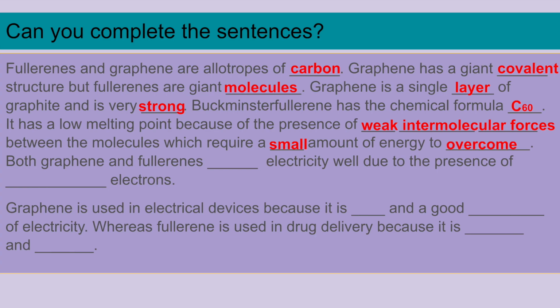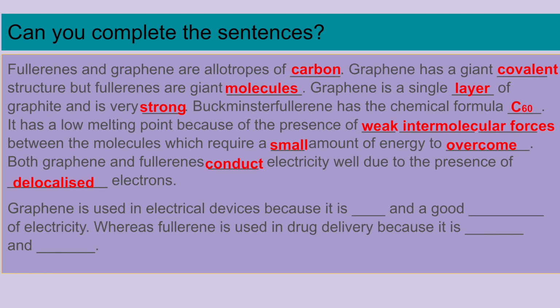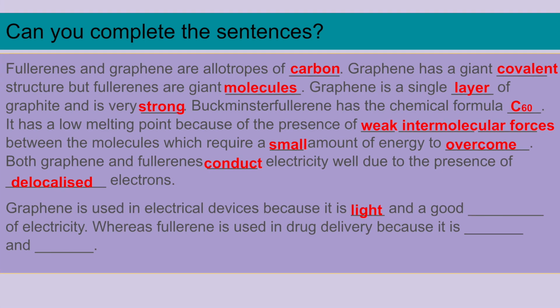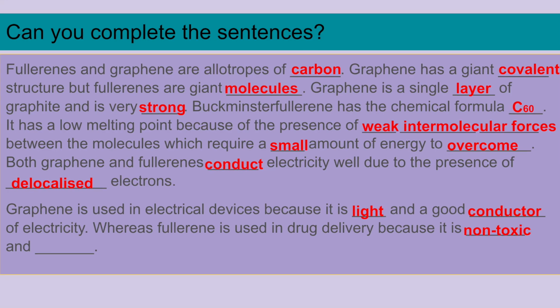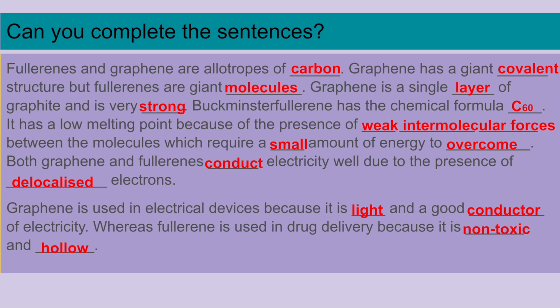Both graphene and fullerenes conduct electricity well due to the presence of delocalized electrons. Graphene is used in electrical devices because it is light and a good conductor of electricity, whereas Buckminster fullerene is used in drug delivery because it is non-toxic and hollow.